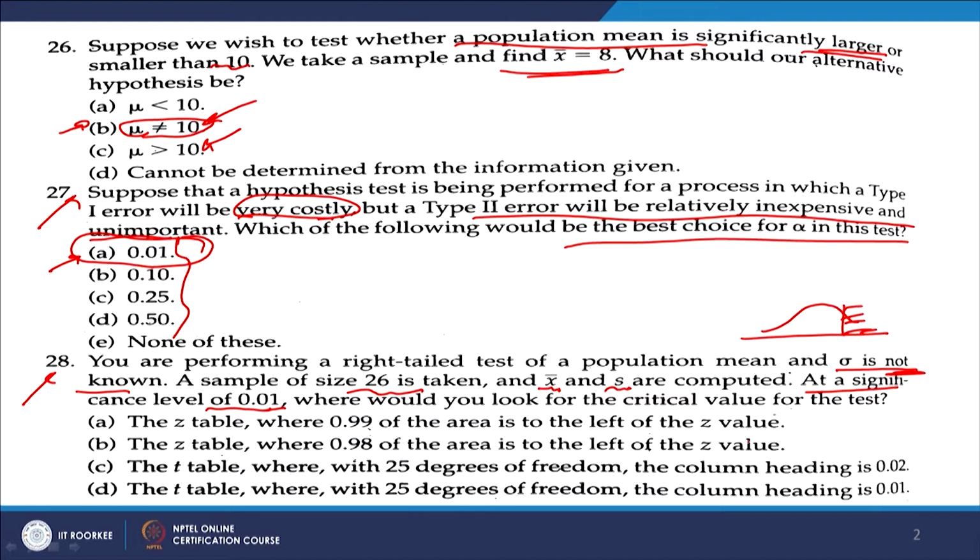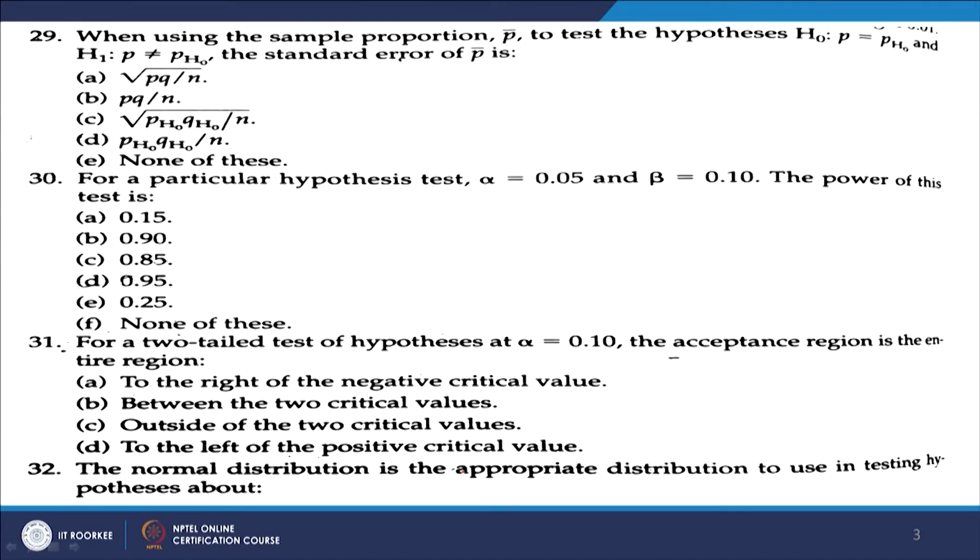In different books you will have different ways of representing t values. Whatever we have been following so far, you just look at the t table. At what degrees of freedom should you look? n minus 1, so this is 26 minus 1, 25 degrees of freedom. You should look at the t value at 25 degrees of freedom, and whatever that value is would be the right answer. Let us look at the next question.